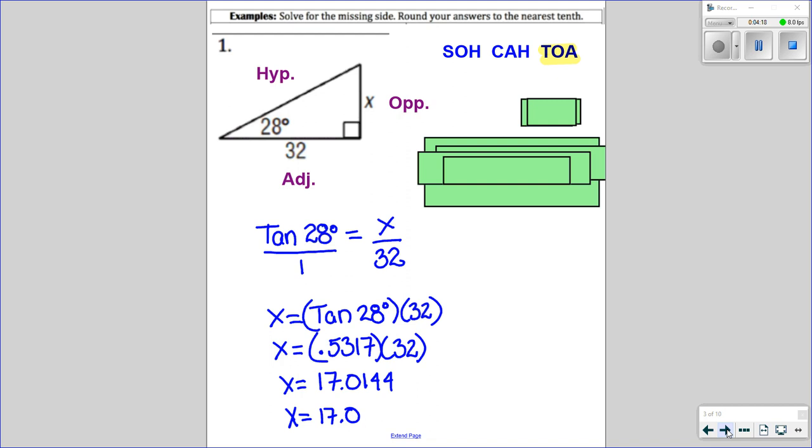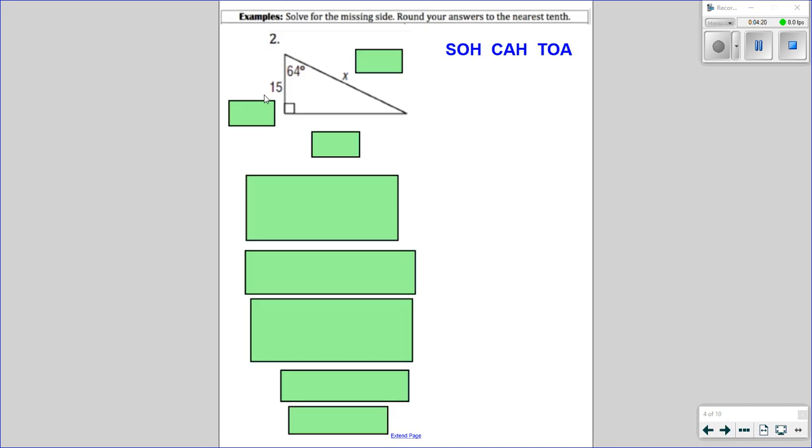Okay, so let's try another example. Again, they ask us for the missing side. What is that missing side? And then round our answer to the nearest tenth. So we have a right triangle. They have 64 degrees up here, 15 on the side, the length, the height. And this side has x. This is what we're going to look for.